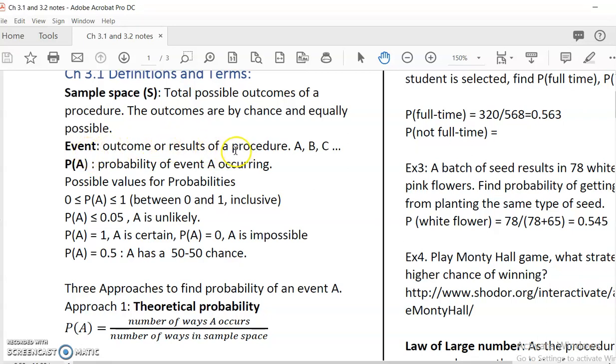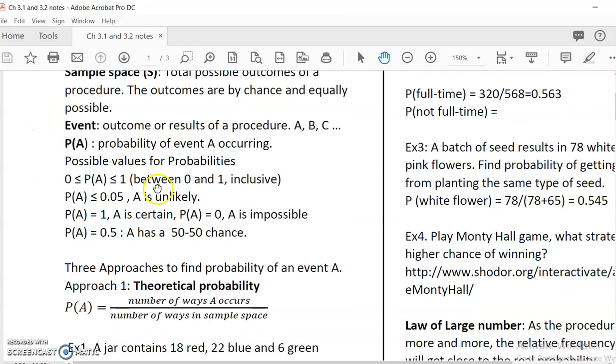The outcome of this procedure should be determined by chance, such as you toss a die or you toss a coin. Usually we use capital letters A, B, C to represent the outcome. If I write P open parenthesis A, read as P of A, that is finding the probability of an event A occurring. It's kind of like function notation, but it's not multiplying. It is actually P of A, the probability of A happening.